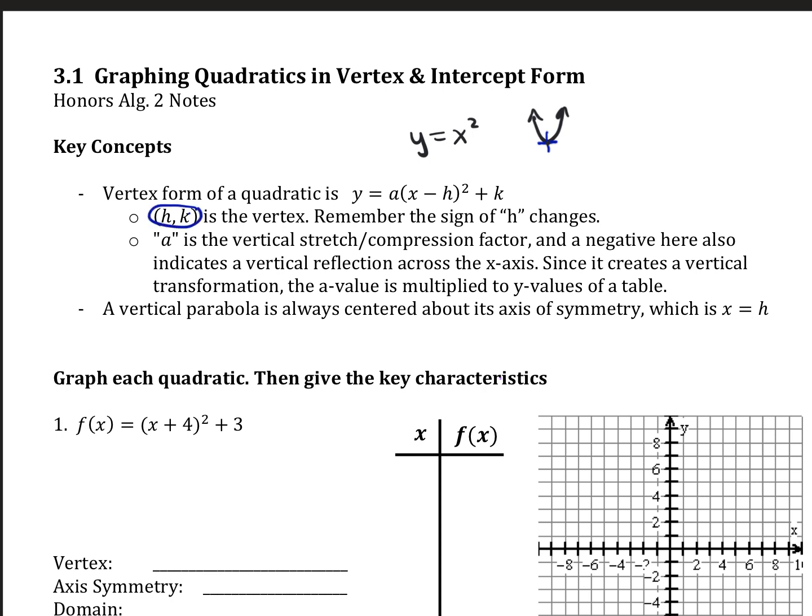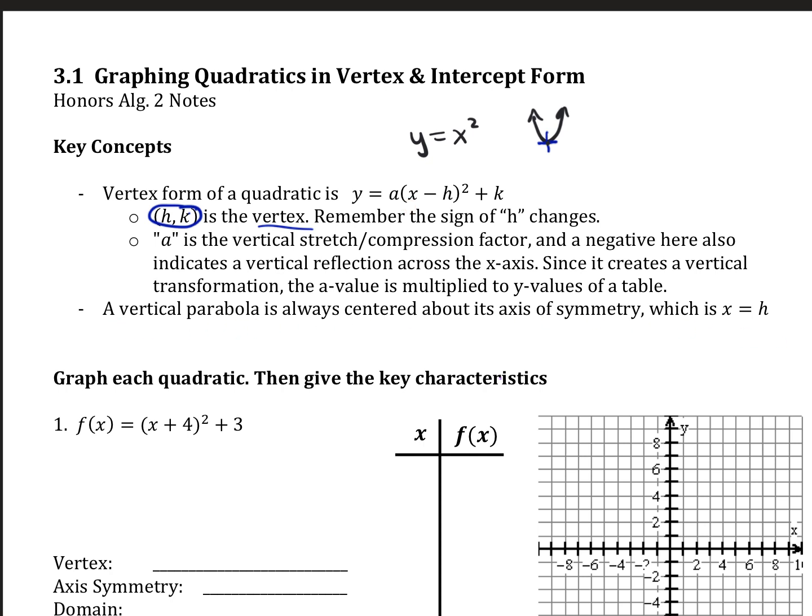So h and k are the vertex. And when you're pulling those numbers out of the equation and identifying the vertex, remember the h value changes signs, right? The sideways shift always goes against its sign. We're familiar with that, and that's true here. Okay, a is still your vertical stretch or compression factor, and remember, if that factor is between 0 and 1, that's causing a compression. If that factor is greater than 1, that's causing a stretch. Okay, and then that a value also tells you if there's a reflection across the x-axis, a vertical reflection.